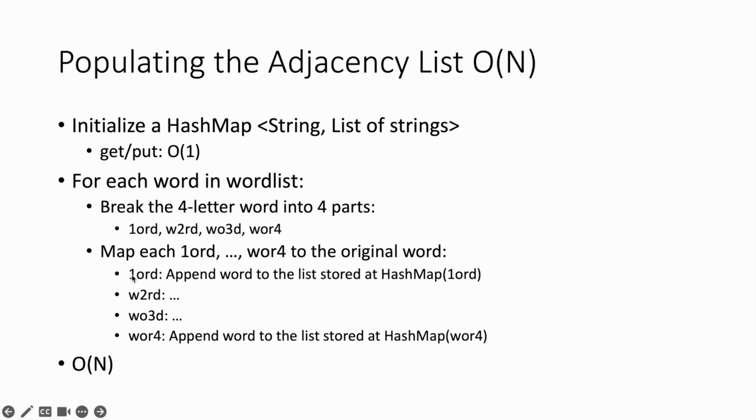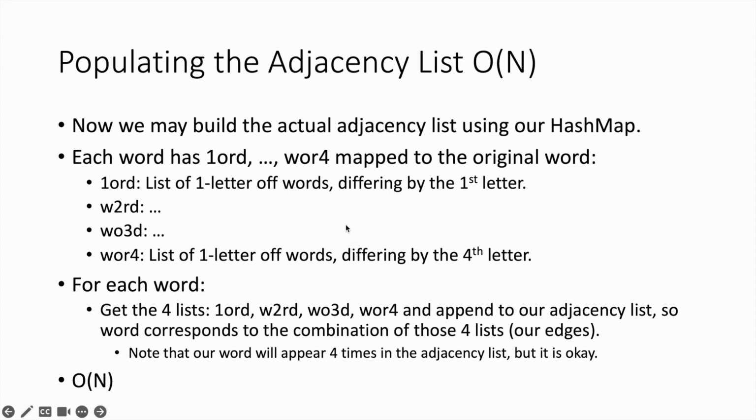So in this case of our first part here, we're going to get the hash map list that corresponds to this, and what we're going to add to it is our original word, which in this case is word. And we'll do that for all four parts. Now that our hash map is populated, we can finally populate our adjacency list. To do this, we again iterate through all the words and break them each up into four parts. Now we can grab the four lists corresponding to each part, and to finish, we map the original word to the combination of those four lists.